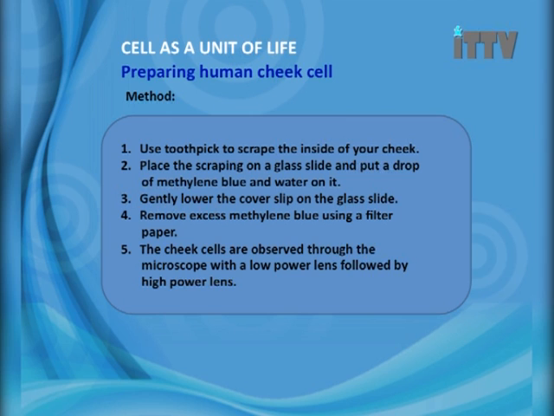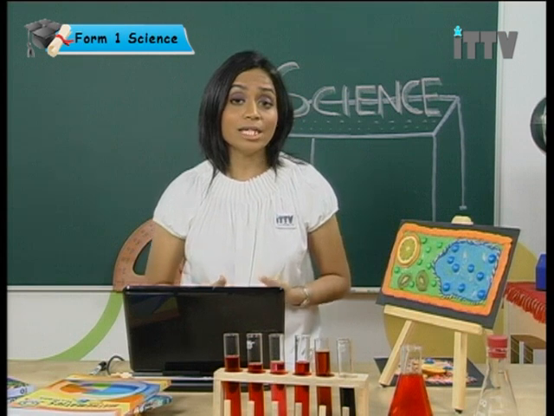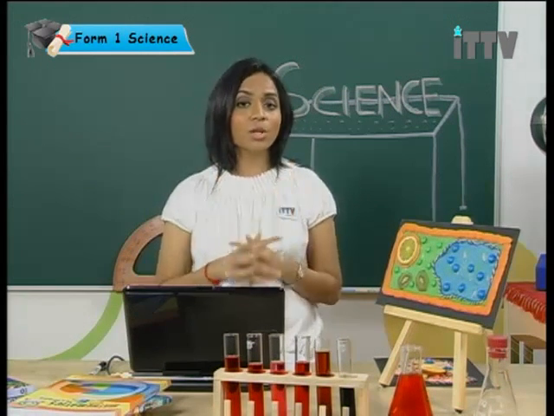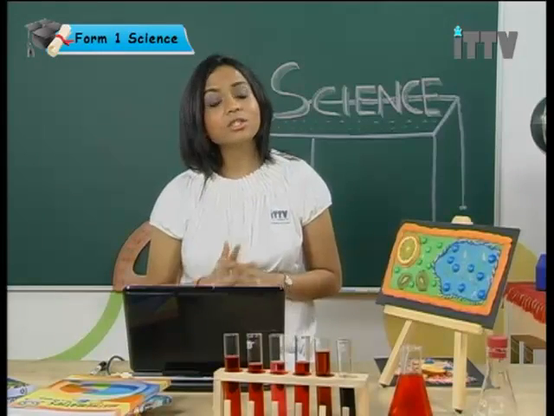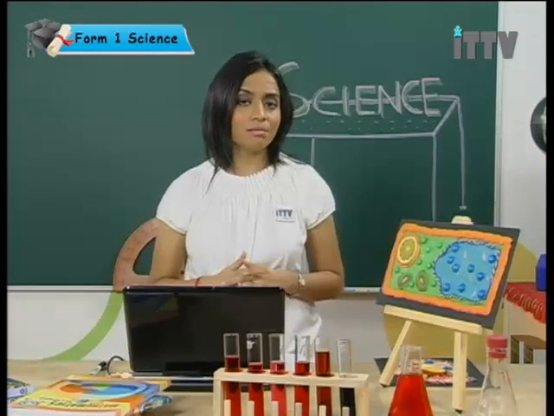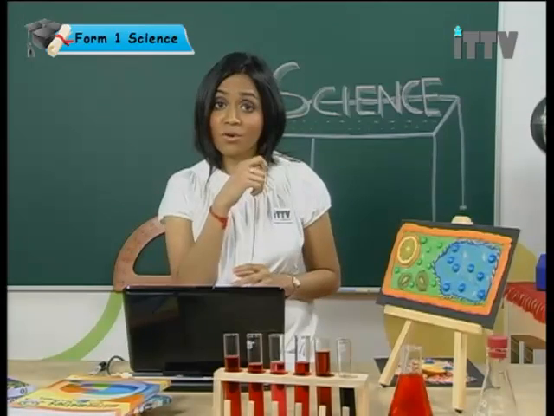Gently lower the cover slip on the glass slide. Next, remove excess methylene blue using a filter paper. Lastly, the cheek cells are observed through the microscope with a low power lens followed by a high power lens. So remember, in the section when you learned about the microscope, always start with the lower power lens followed by the higher power lens.